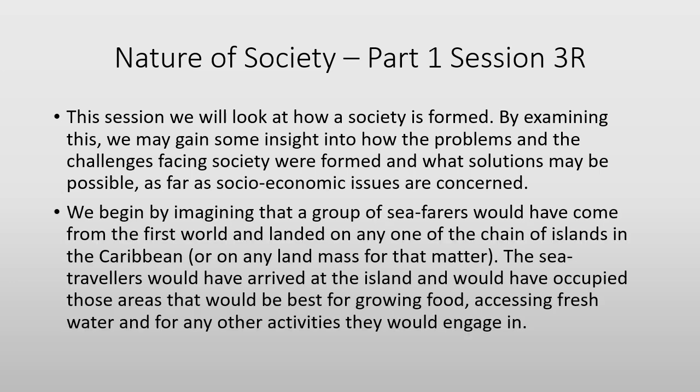We begin by imagining that a group of seafarers would have come from the first world and landed on any one of the chain of islands in the Caribbean, or on any landmass for that matter. The sea travelers would have arrived at the island and would have occupied those areas that would be best for growing food, accessing fresh water, and for any other activities they would engage in.